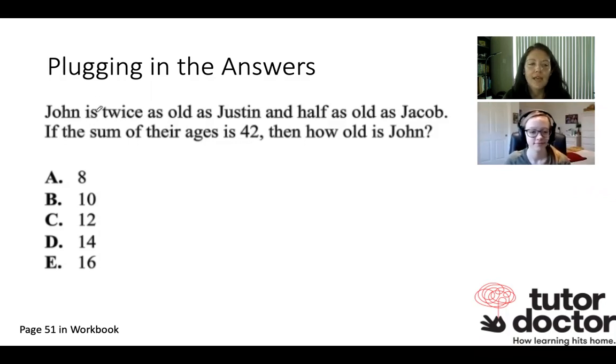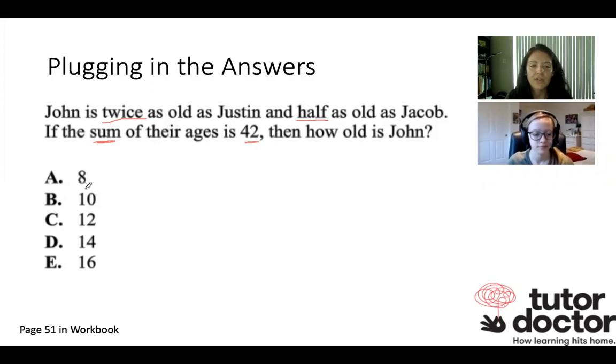So this says John is twice as old as Justin and half as old as Jacob. So we might have to write out an equation there. It would be hard because everybody's name starts with a J, so we have a lot to keep track of. It goes on to say if the sum, so that's important, if we add them up, of their ages is 42, then how old is John? So I could write an equation for this, but what I want to show you today is the option that you have to plug in the answers.